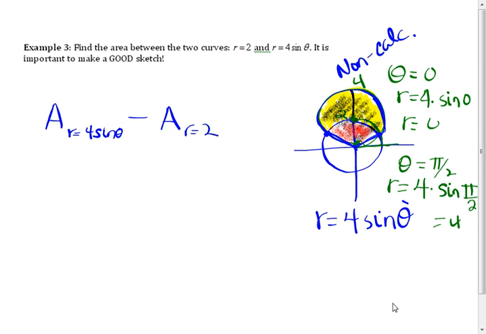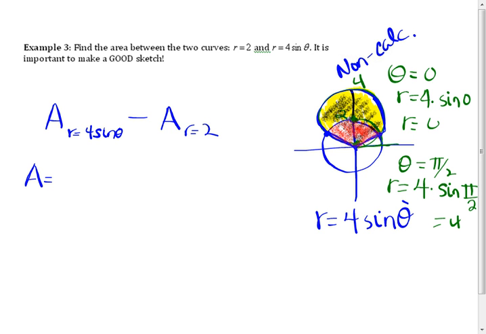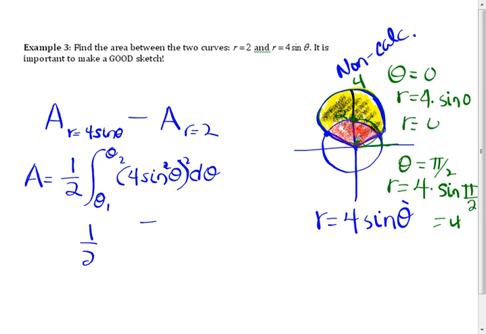We have to find the angles. I'm going to only integrate it from here to here, or I could do it by hand. That's what we need to do, we need to find the angles. So let's get it set up and then we'll find the angles. So the area of this one is 1/2 the integral from theta 1 to theta 2 of 4 sine theta squared d theta, minus 1/2 the integral of that radius, 2 squared d theta.